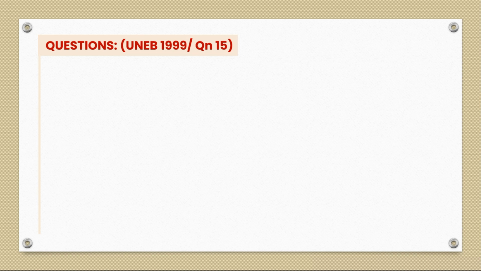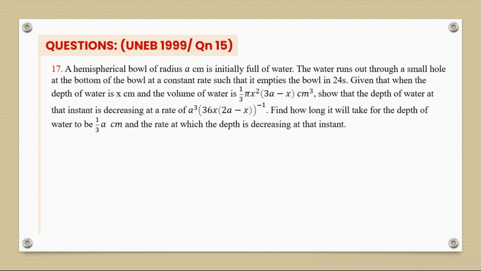Alright, the next question is from UNEB 1999, and this was question number 15. We're told that a hemispherical bowl of radius a is initially full of water. The water runs out through a small hole at the bottom of the bowl at a constant rate, such that it empties the bowl in 24 seconds. Given that when the depth of water is x centimeters, the volume of water is a third π x into (3a minus x) centimeters cubed.